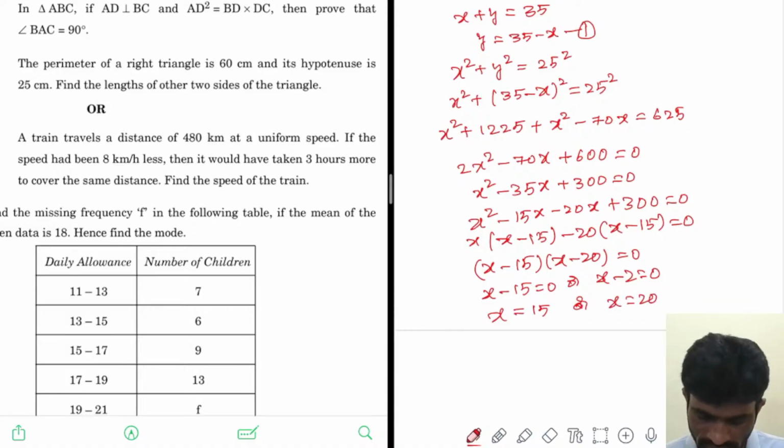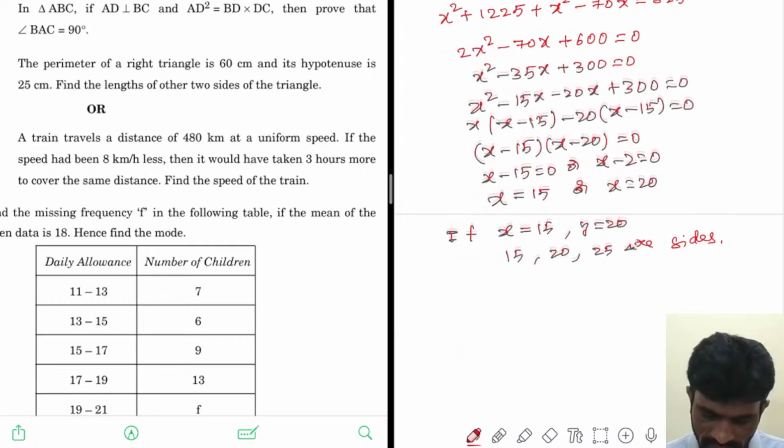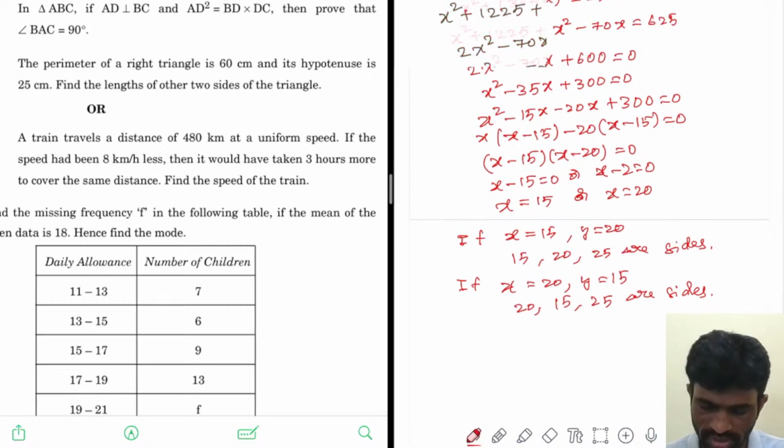Still it is not over. If x is equal to 15, y is equal to 20, and three sides are 15, 20, 25. Similarly, if x is equal to 20, y is equal to 15, in this case 20, 15, 25 are the sides. Hope you understood the solution.